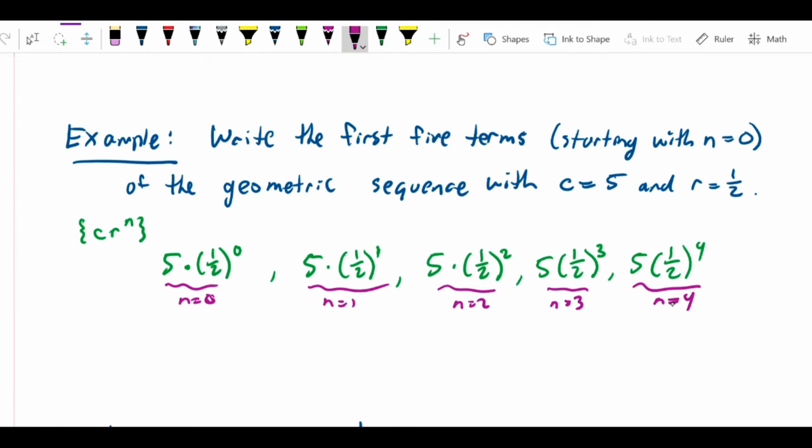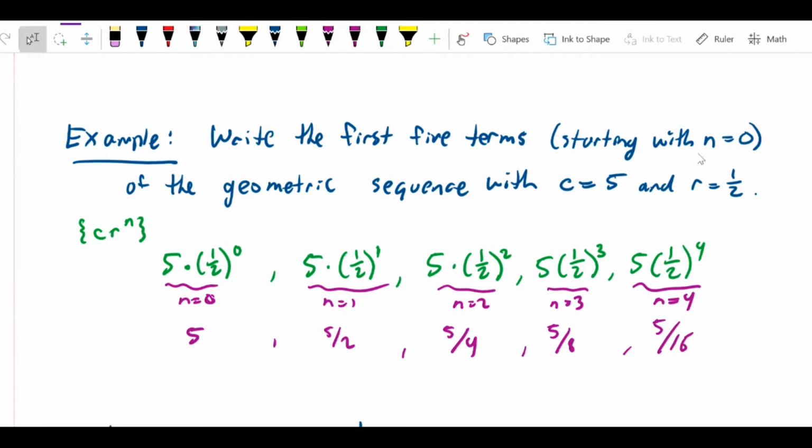So anyway, this of course is going to be 5 times 1, which is 5. And this is going to be 5 times 1 half, which is 5 halves. This is 5 times 1 half squared, which will be 5 fourths. And then here we have 5 eighths, and here we have 5 sixteenths.